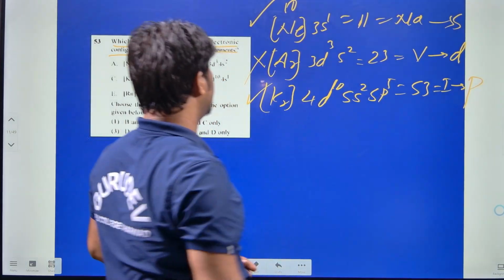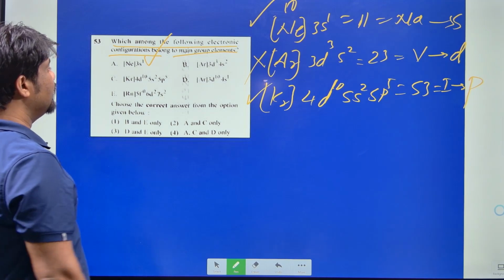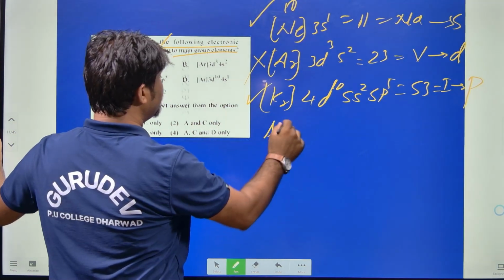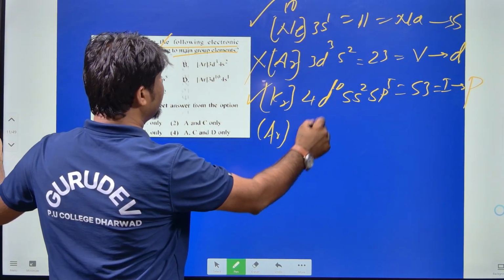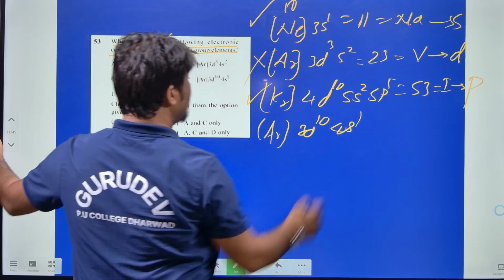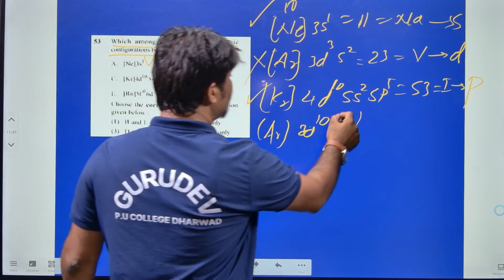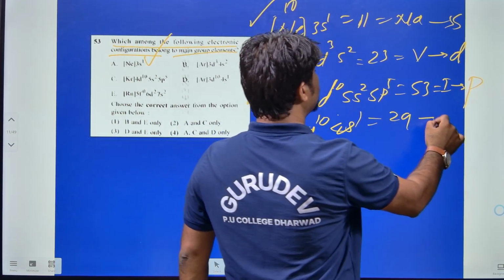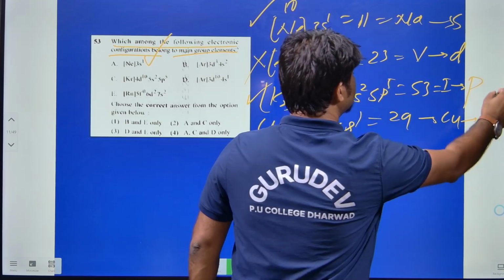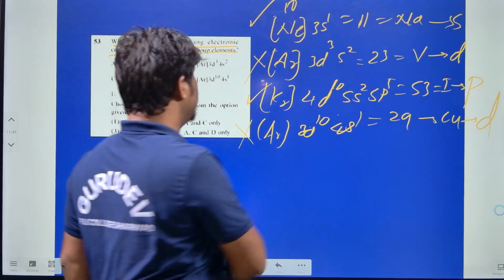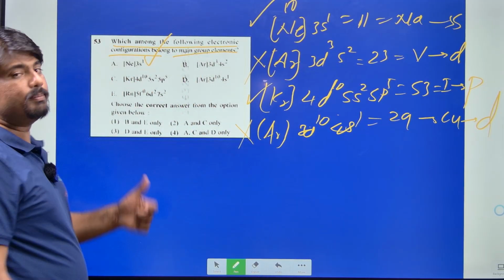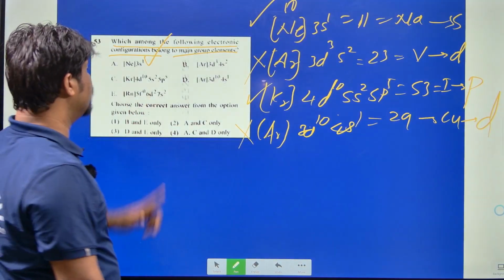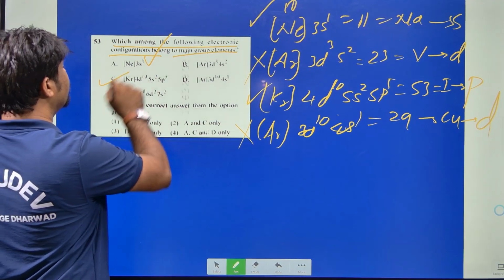So then it is also belongs to the main group. The next one is 3d10 4s1. 3d10 4s1 is nothing but atomic number 29, that is the copper element. Copper is a D block element, so it also does not belong to the main group. Only S and P block elements belong to the main group, that we need to find. So only A and C belong here.